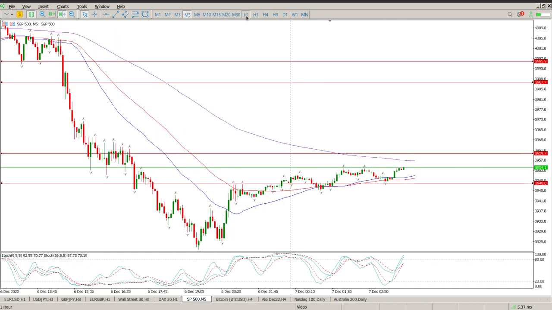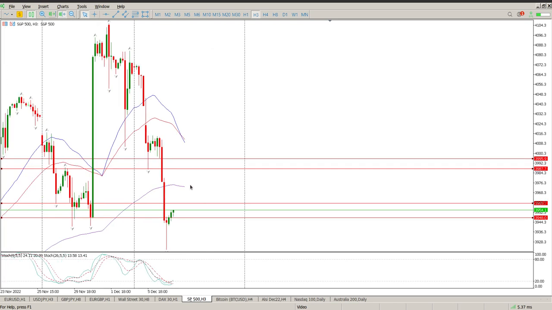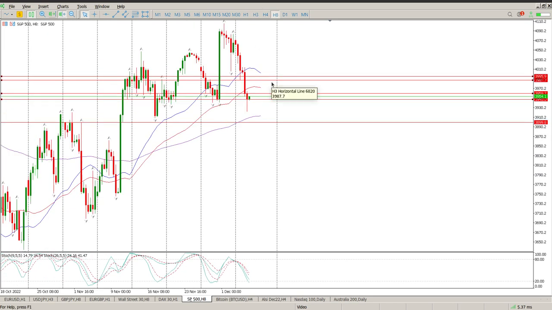But please be wary of, not so much the hour. The hour is a downward trend. The 3-hour is not a confirmed downward trend just yet. And then obviously the 8-hour is an upward trend. So you've got a lot of confusion here.